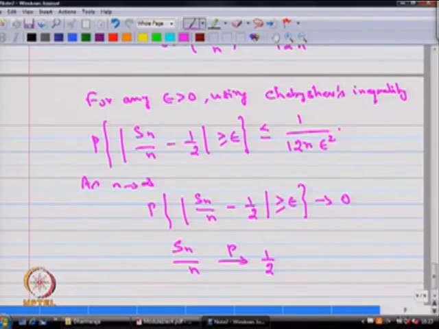Therefore, we say the sequence of random variables X_n for n equal to 1, 2 and so on obeys the weak law of large numbers, because S_n by n converges to 1 by 2 in probability. So, that is the intention of giving this example.